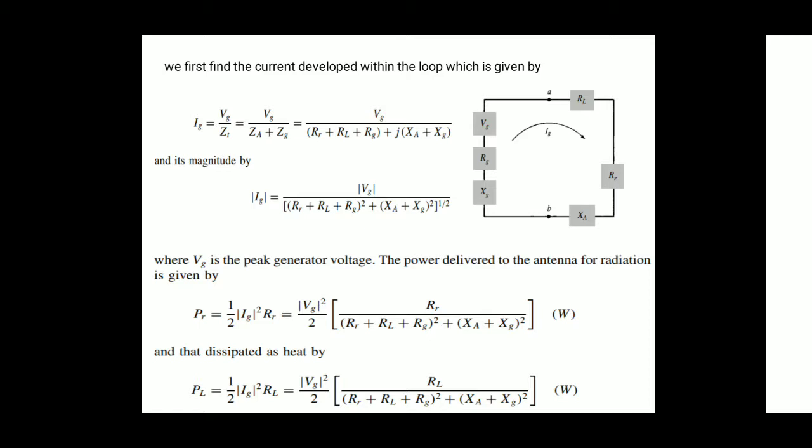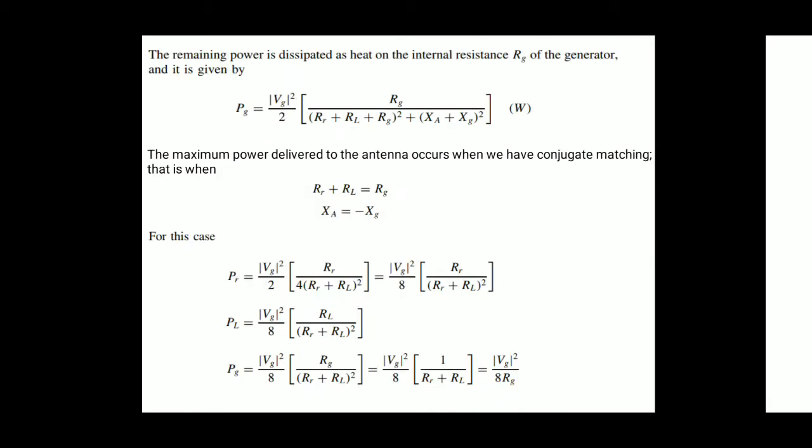And the second thing is the power dissipated as heat by the antenna. The resistance responsible is the loss resistance, so this power is dissipated as heat. Third, the remaining power is dissipated as heat on the internal resistance Rg of the generator. So the power dissipated by the generator is given by the generator resistance.